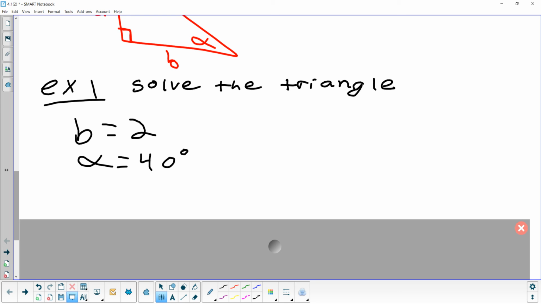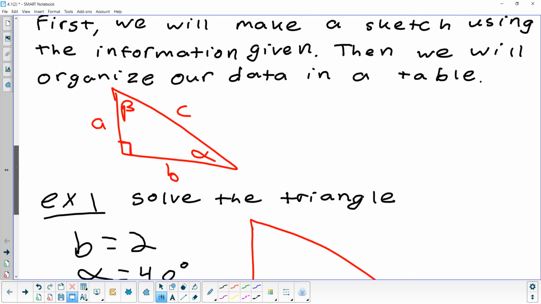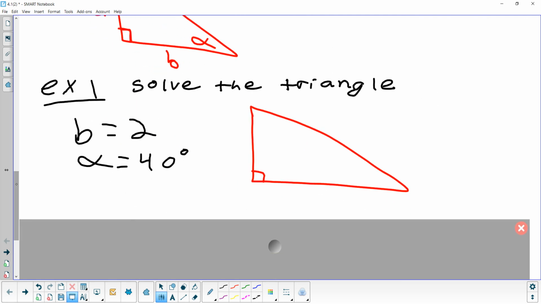Yes? Would you set up the diagram first? Yeah, we're going to set up the diagram. So again, it's not to scale. We're just going to replace the labels in this diagram with what we were given. So B is 2.